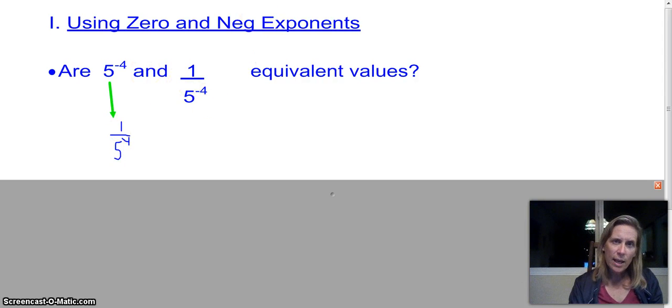This expression, the second expression, is different, isn't it? We can change that expression too by moving this term to the inverse location and moving the negative. So we end up with 5 to the 4th over 1, right? Over 1. Sometimes we don't even show that. We allow that to stay invisible. So are these equal values? No, they are not. So we strike out the equal sign. These are not equivalent. They're actually reciprocals, aren't they?